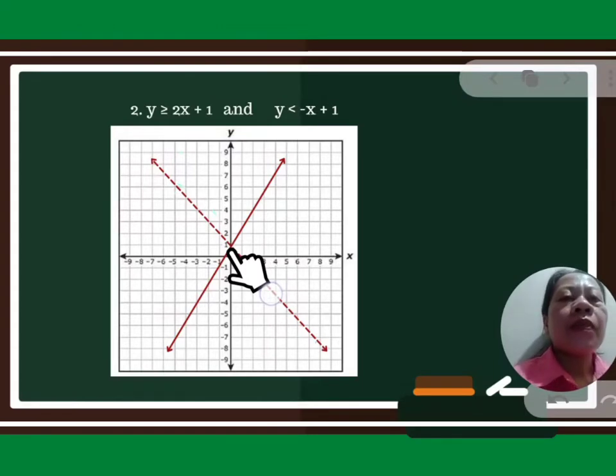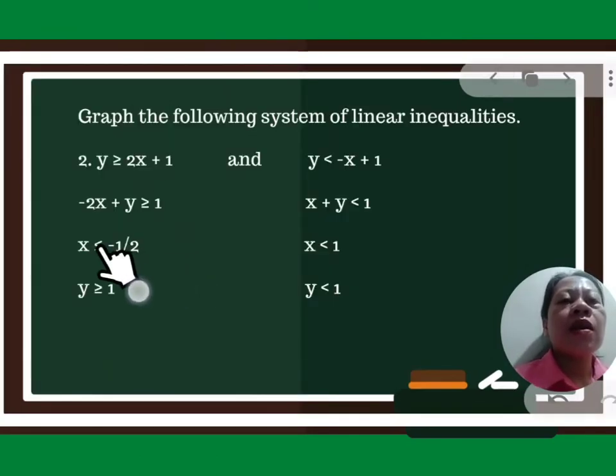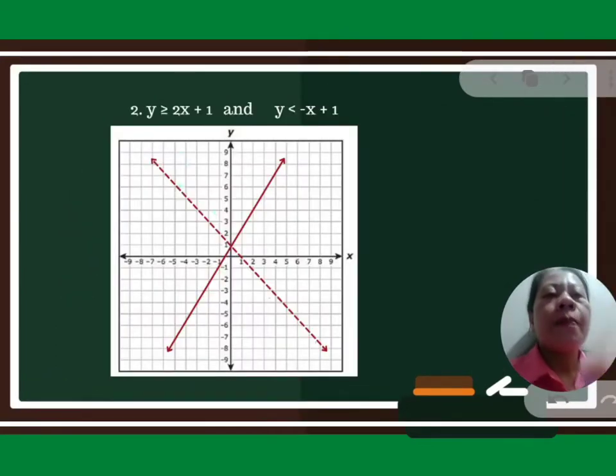Pagkatapos niyan, isi-shade natin yung part kung saan nabibilang ang solution to this inequality. So, paano po tayo mag-shade ulit? I-refer natin dito sa inequality symbol sa may x-intercept. So, ang x-intercept ay less than or equal to negative 1/2. So, mula sa negative 1/2, pakaliwa po tayo dahil doon po makikita ang mga values ng x na mas mababa sa negative 1/2. So, nandito po yan banda.